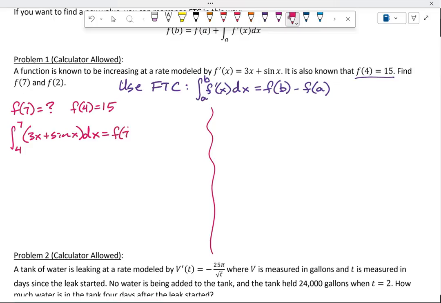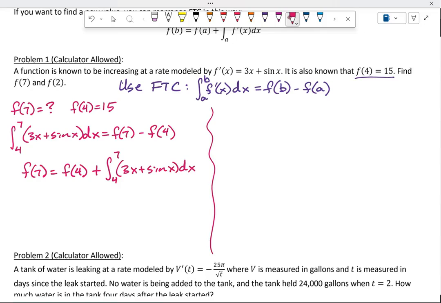F of 7 minus f of 4. Which one do we know? F of 4. What are we going to use our calculator for? The integral, right? Now, we could rewrite this and say then, well, f of 7 equals, we can add that over, and that'd be f of 4 plus our integral from 4 to 7 of 3x plus sine x dx.